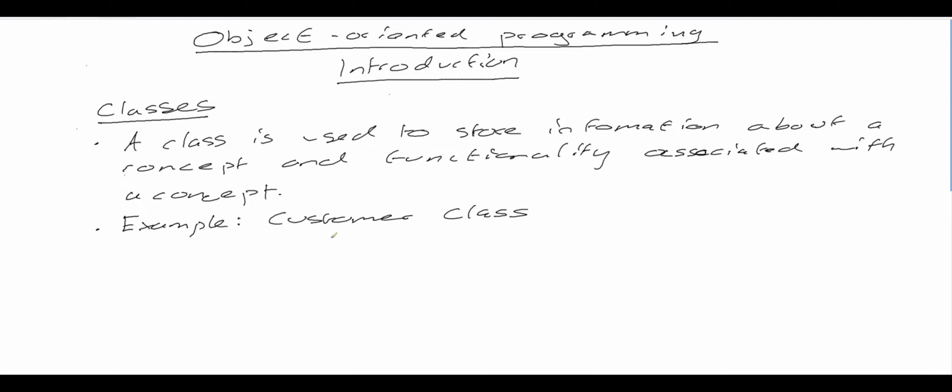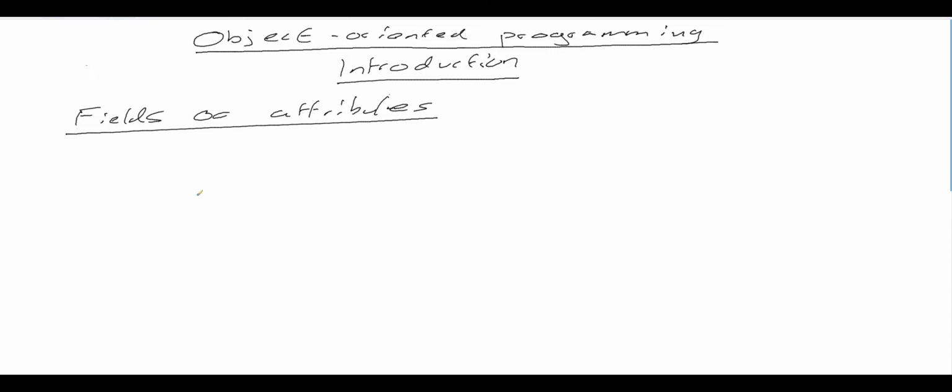The next term you might come across when studying object-oriented programming is the idea of a field or an attribute. It's sometimes called a field, sometimes called an attribute. Again, the way this is implemented in various programming languages is always slightly different, but the idea is the same. A field of a class stores a particular piece of information about the concept that we're describing with our class. Each field stores some information about the concept we're describing with our class.